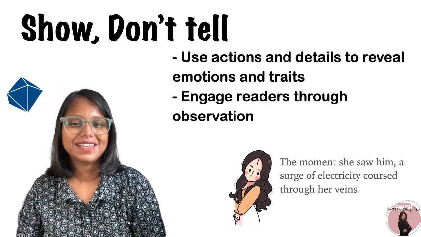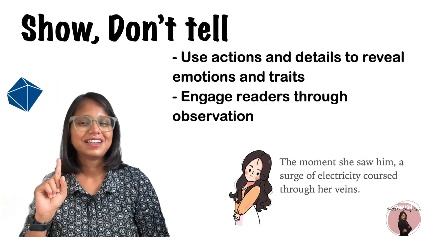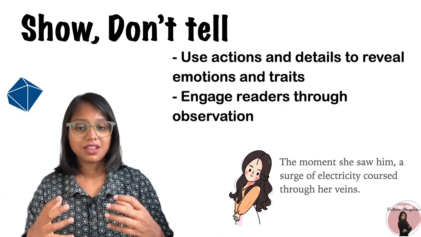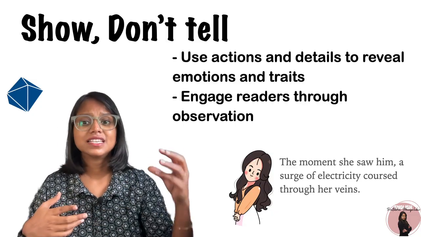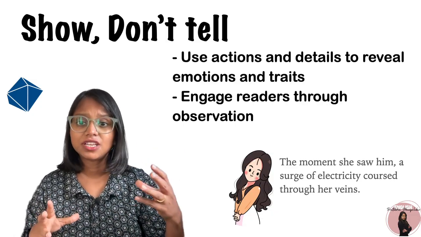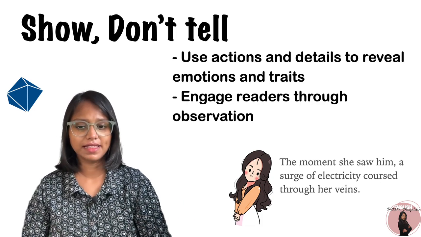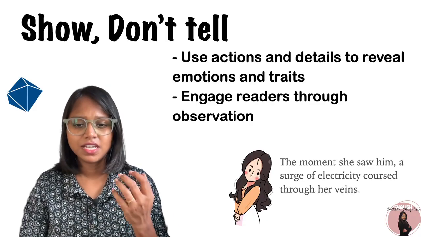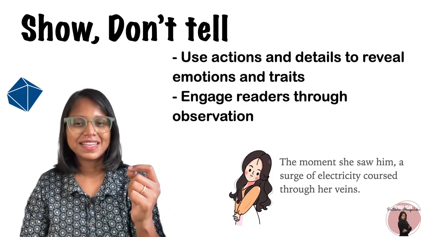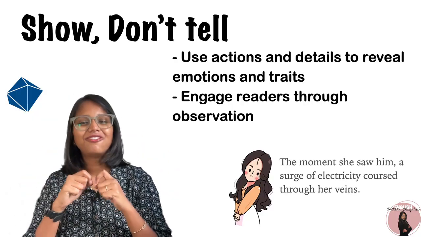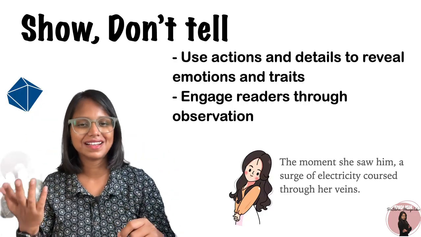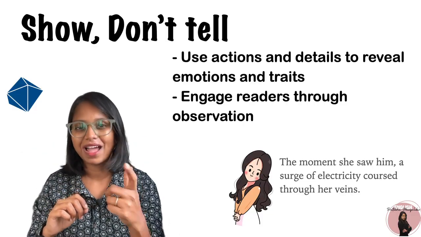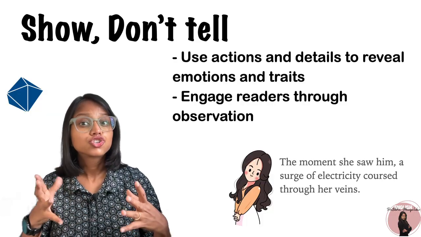Show, don't tell. We have dealt with this in one full episode, right? Using actions and specific details to reveal emotions. We can also reveal traits and essences of the scene. Engage the reader through observation and immersive storytelling. For example, the moment she saw him, a surge of electricity coursed through her veins. Automatically, you know that there is some sort of love connection between her and whoever that guy is. Correct? Automatically, you know it's going to talk about romance. Correct? So think about that. Show, don't tell.